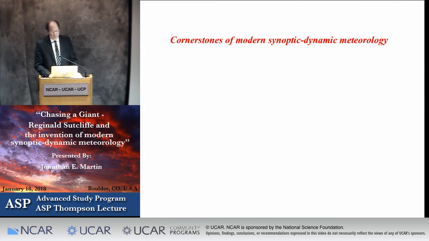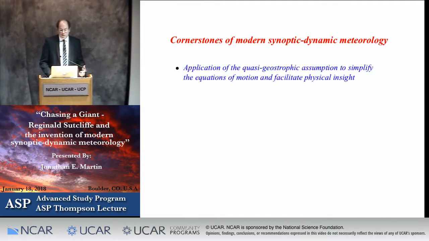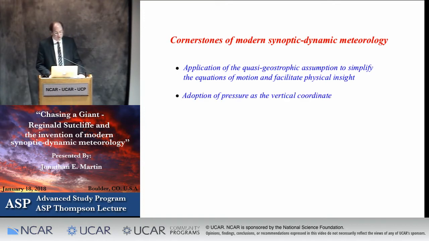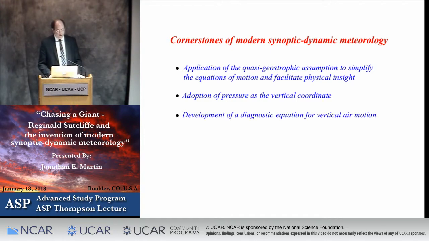I think one could make a seriously strong argument that the cornerstones of modern synoptic dynamic meteorology are threefold. One, the application of the quasi-geostrophic assumption to the equations of motion that not only simplifies them but also allows for the generation of physical insight. Two, adoption of pressure as the vertical coordinate. We'll visit with the height coordinate version of the thermal wind equation halfway through this presentation, and you will agree, if you've not seen it before, that it's horribly clunky and would have been impossible to manipulate in any reasonable fashion over a period of time.